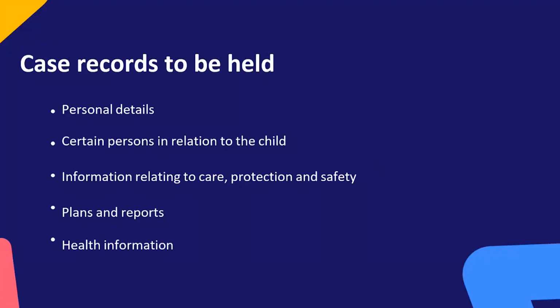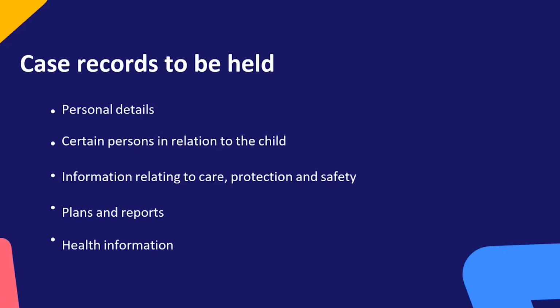So in terms of the case records that are going to be held, Schedule 2, as I said, sets out the full details of the records that must be held. And these will include personal details, so things such as name and date of birth, sex, religion, ethnicity, address, etc. Contact details of certain persons relating to the child, such as parents, professionals involved, such as policing authorities, social workers, school, college, employers or others.